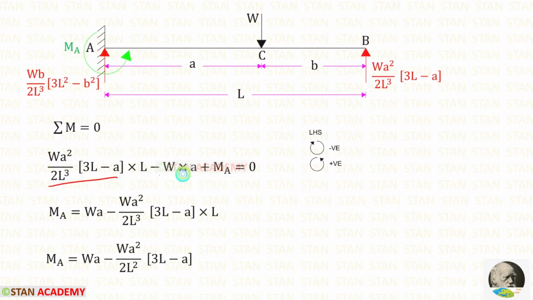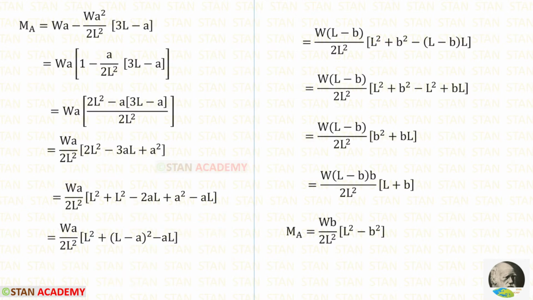We can take these two terms on the other side. We can eliminate this L, here it will be square. We can take WA outside, then we will get this. For both of these terms, we can take LCM. 1 into 2L square, we will get 2L square. We can take 2L square outside and then let us multiply minus A with 3L minus A.